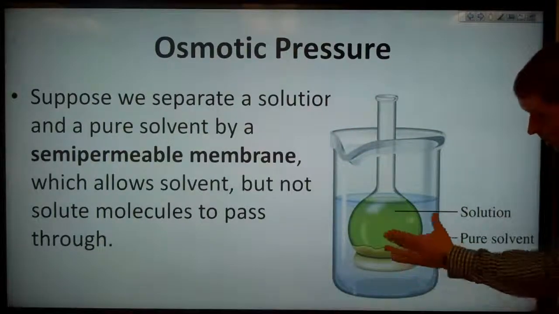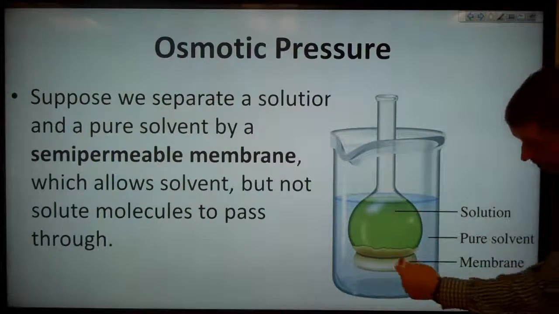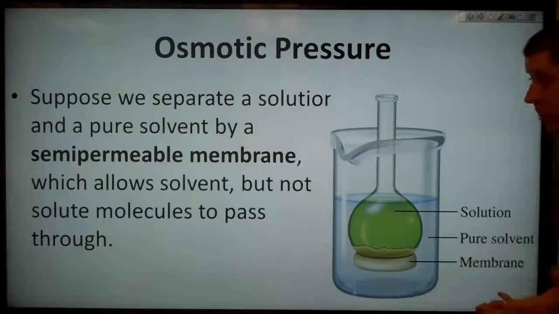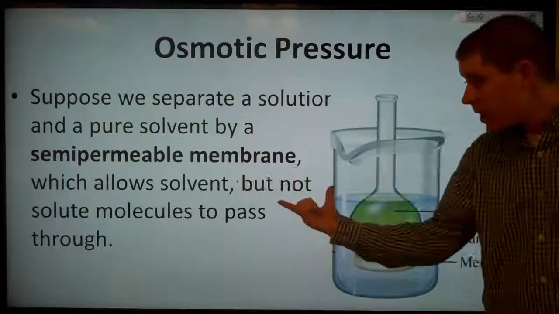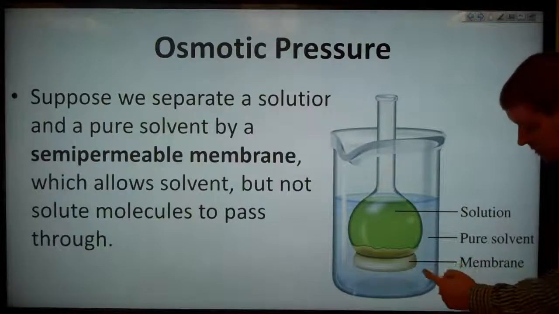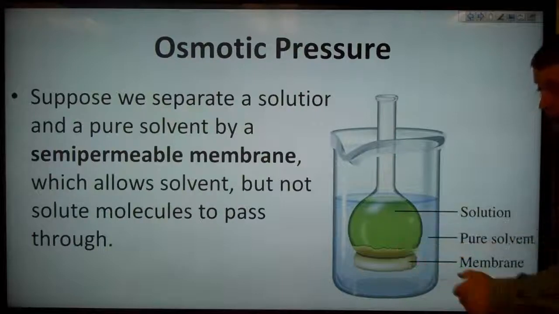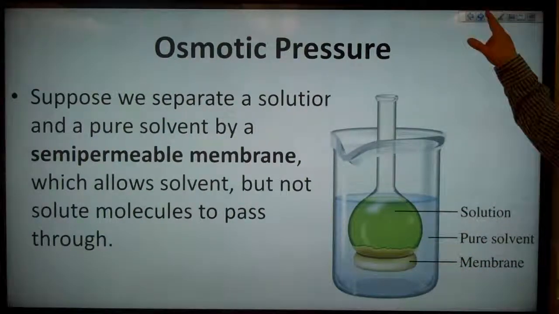So, we have our solution in here in the green. We have the pure solvent outside, and down here we've got some membrane. It's semi-permeable, meaning that we're allowing the solvent but not the solute molecules to pass through. So, we can get solvent to go in or solvent to come out, but we can't get the solute to come out of our container here.